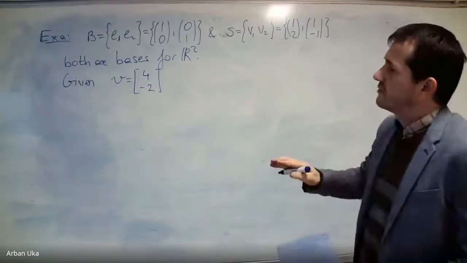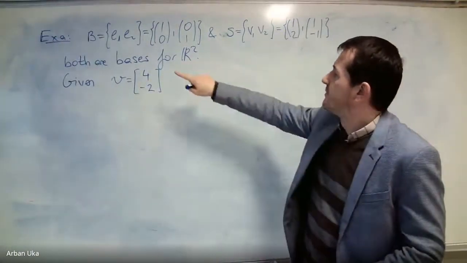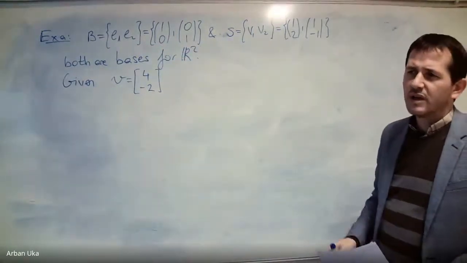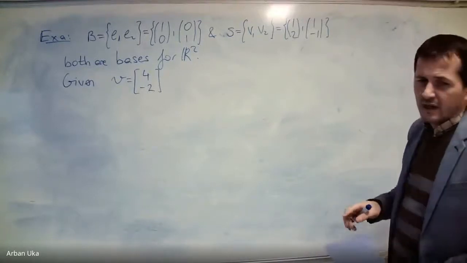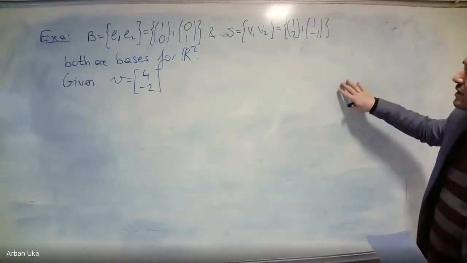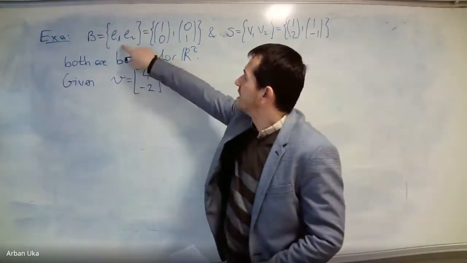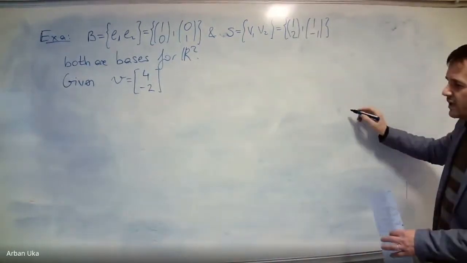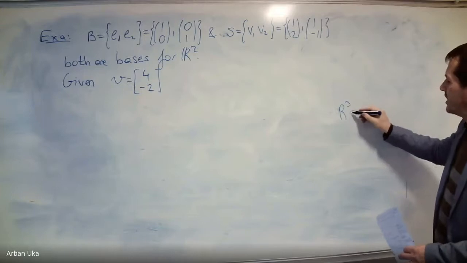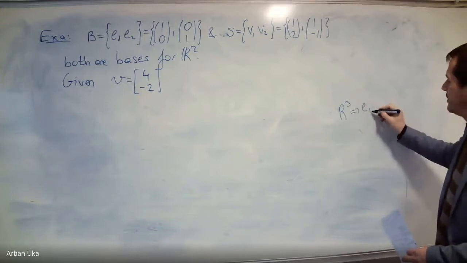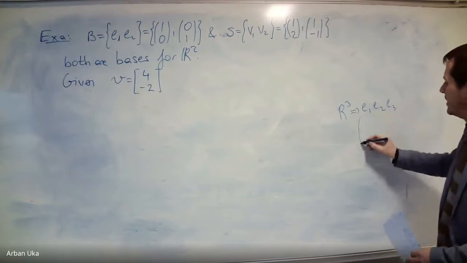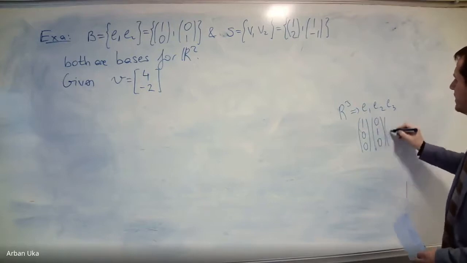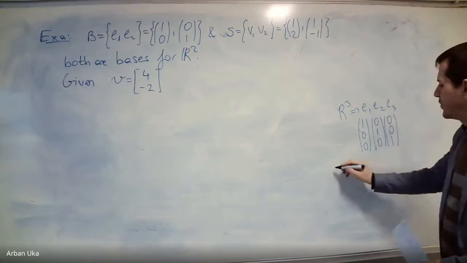Okay. So let's assume that this vector (4, -2) is in the standard basis. What we call a standard basis is this basis, which is described by the Cartesian coordinate system, where there are x and y, and they are orthogonal. These E1 and E2 we denote as a standard basis. For example, for R3, the standard basis is E1, E2, and E3, where E1 is (1, 0, 0), E2 is (0, 1, 0), and E3 is (0, 0, 1).